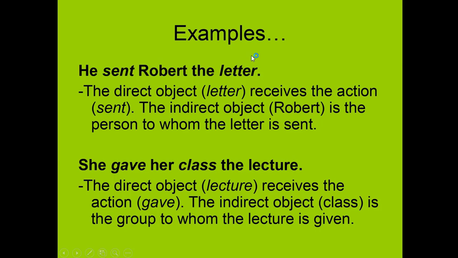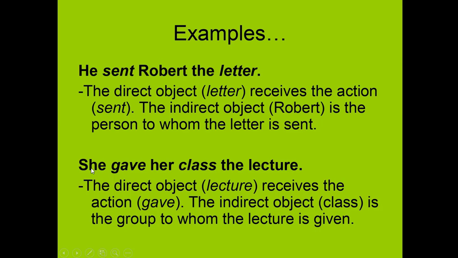Okay? Let's go to some examples about the direct and indirect object in one sentence. He sent Robert the letter. The direct object is letter, which receives the action of this verb, sent. The indirect object, Robert, is the person to whom the letter is sent. So Robert is the indirect object, the letter is the direct object.